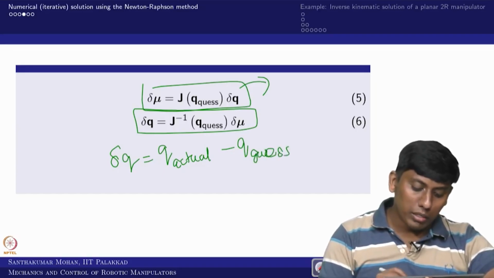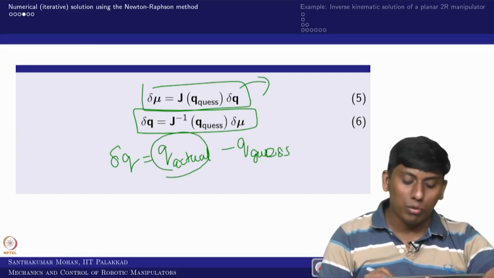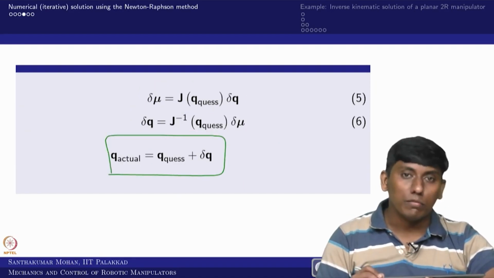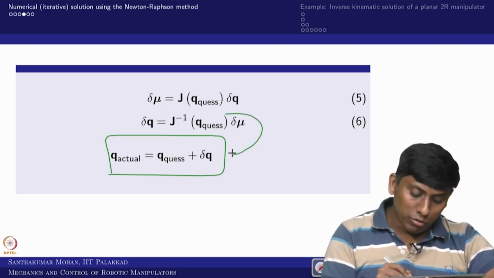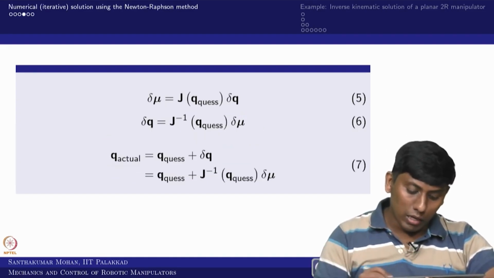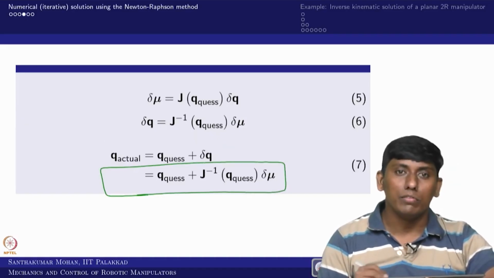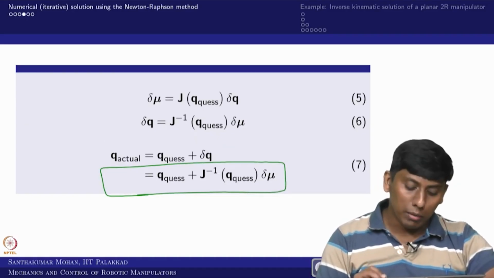So in the sense, you can make q actual one side and put the q guess on the other side. So what will you get? You will get the final solution in this form, right. So now you substitute this here. So what will you get? This is the final equation which we are going to use in the Newton-Raphson method.